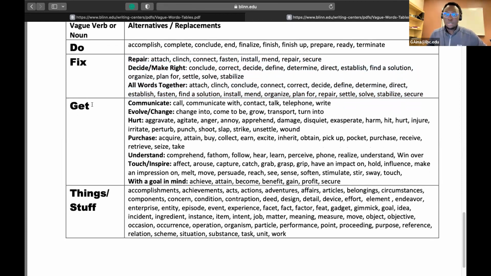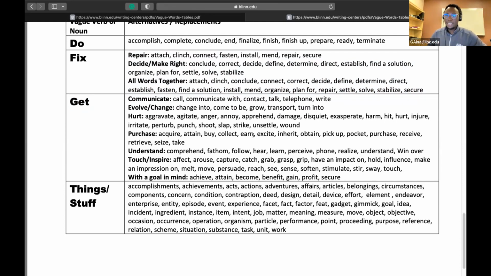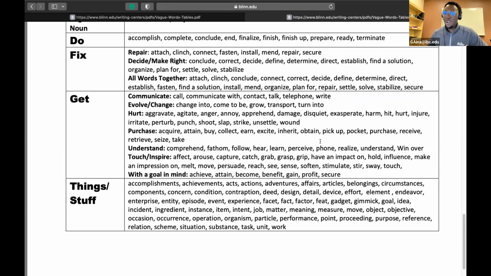And so another word here is get. Avoid the word get, right? Try to stay away from that and use more sophisticated words or words that directly connect to the intention of your sentences. So if I say he got an injury, right? He got an injury.